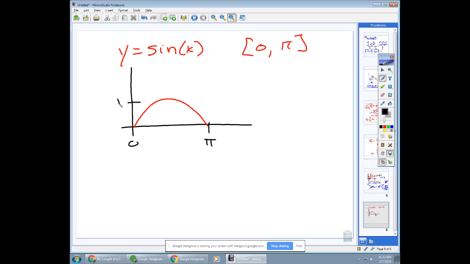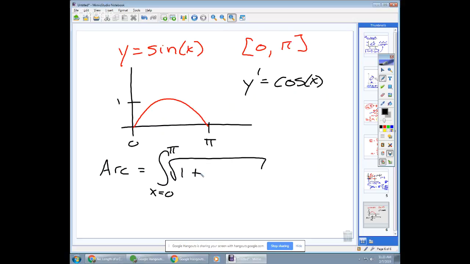To use our formula, we have to have the derivative. What's y prime here? Cosine of x. And that's what goes into our formula. The formula says to find the arc length, integrate your variable from some start to some end, 0 to pi, of this big old square root of 1 plus the derivative squared. So my derivative is cosine of x.